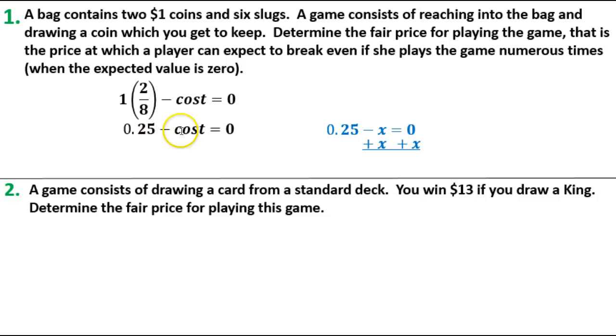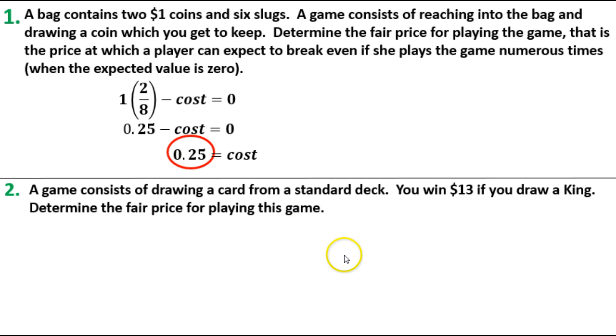So we're going to do something similar here. All we're going to do is add the cost to both sides. And if we added the cost to both sides, we'd find out that the cost was 25 cents. That should be our fair price for playing this game. Okay, now you try number 2. Push pause now, and then when you're ready, come on back.